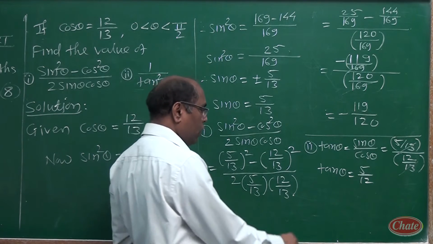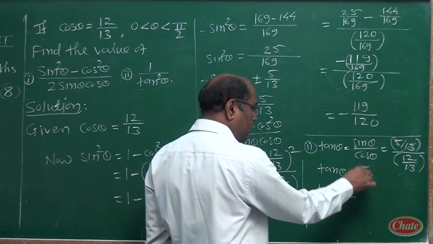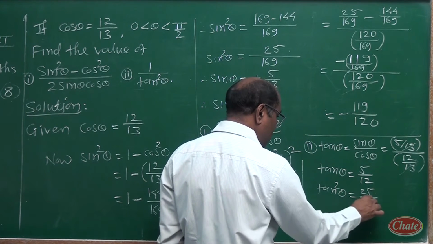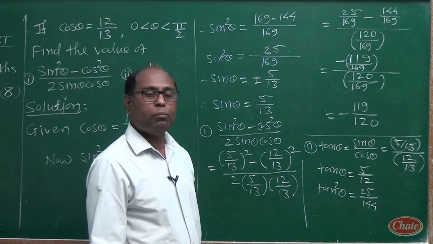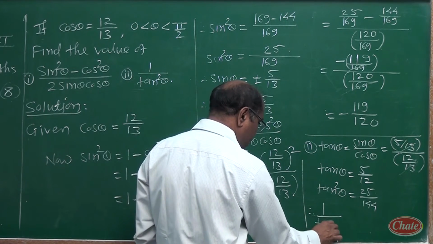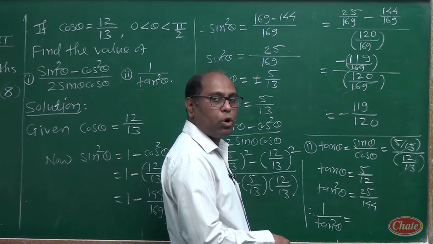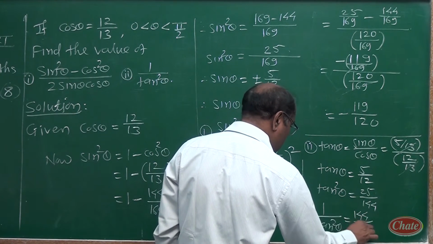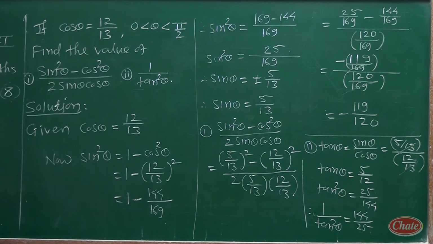Okay, so therefore tan square theta is equal to, take the square here, tan square theta is equal to 25 upon 144. Now take the reciprocal on both sides, and therefore 1 upon tan square theta is equal to 144 upon 25. Okay, so that is the required answer.